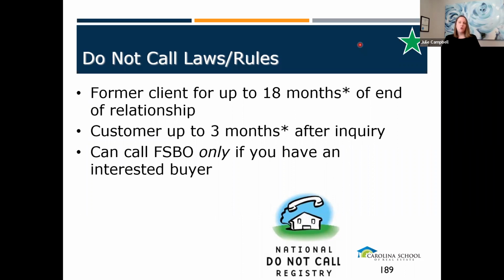So again, if cold calling is the route you want to go, that's fine. You just got to make sure that you get your hands on that do not call registry. Your firm will help you with that. You'll talk more about that in post licensing as well. So we have to follow the do not call laws and rules.